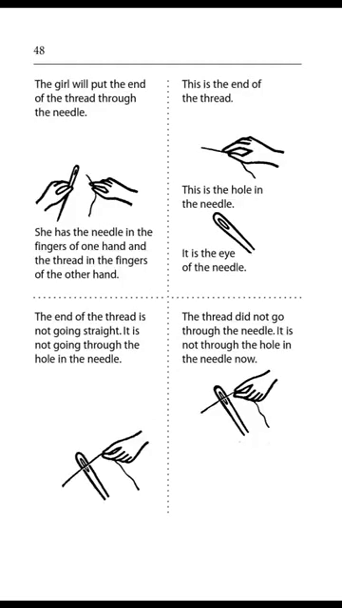Page 48. The girl will put the end of the thread through the needle. She has the needle in the fingers of one hand and the thread in the fingers of the other hand. This is the end of the thread. This is the hole in the needle. It is the eye of the needle. The end of the thread is not going straight. It is not going through the hole in the needle. The thread did not go through the needle. It is not through the hole in the needle now.